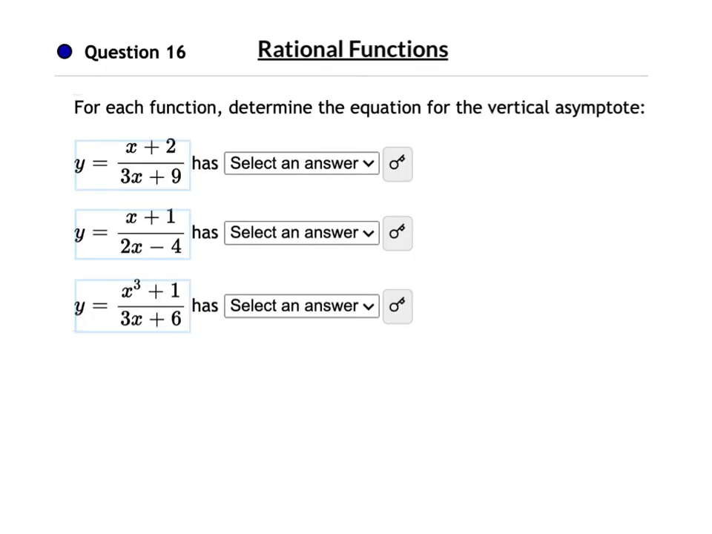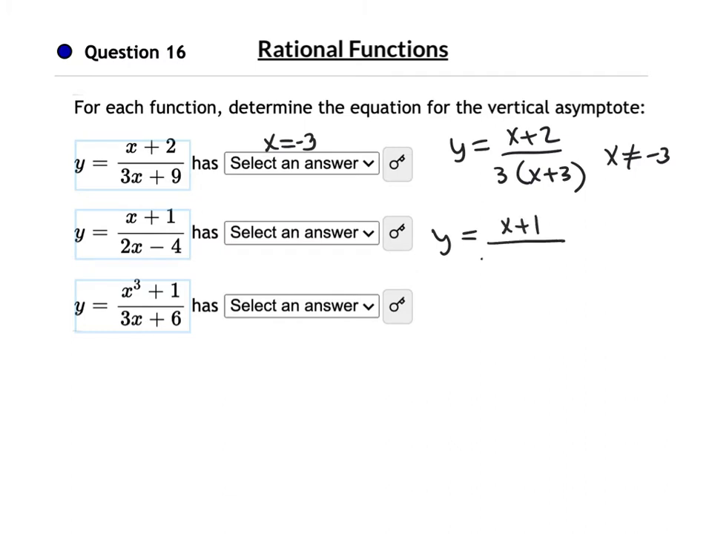Question 16. Vertical asymptotes come from the denominator. This first function is y equals x plus 2 over 3 times x plus 3. I can see here that x cannot be negative 3, which means I'll have an asymptote at x equals negative 3. For the next one, we're doing the vertical asymptotes only, keep in mind. It's y equals x plus 1 over 2 times x minus 2. I can see that x cannot be 2, which means I have a vertical asymptote at x equals 2.